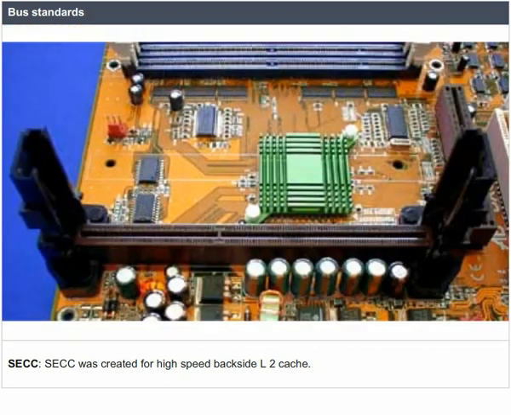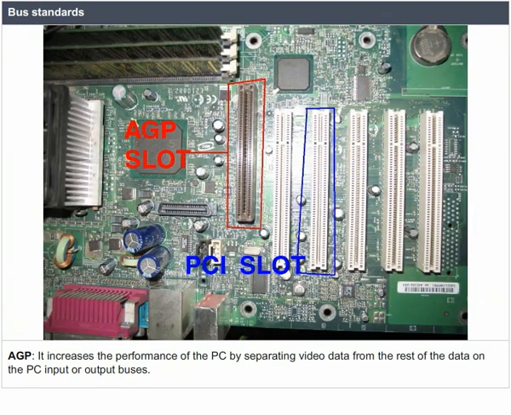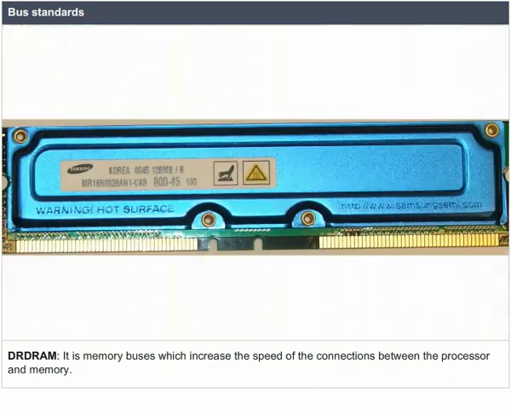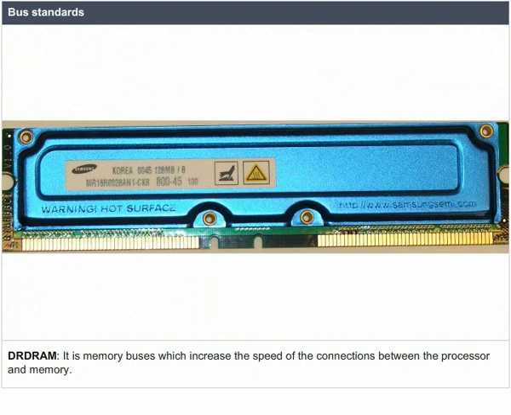SECC was created for high-speed backside L2 cache. AGP increases the performance of the PC by separating video data from the rest of the data on the PC input or output buses. DRDRAM is a memory bus which increases the speed of the connections between the processor and memory.